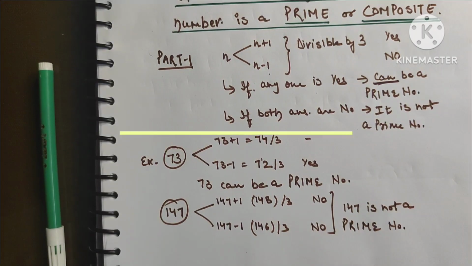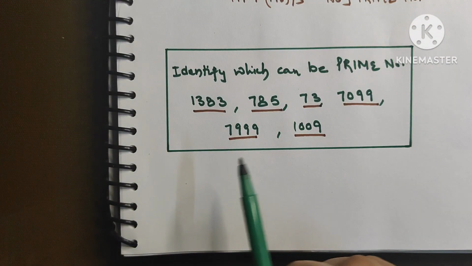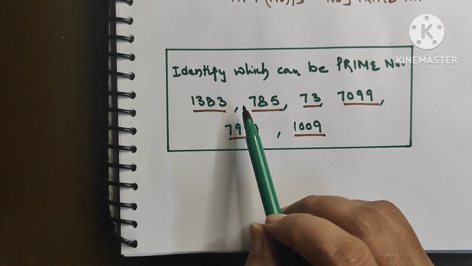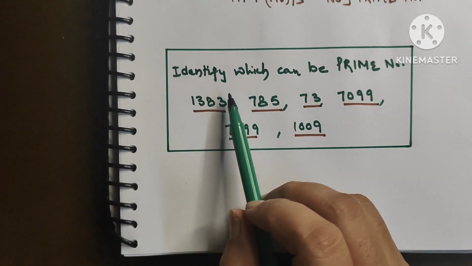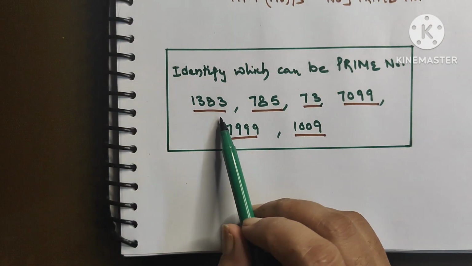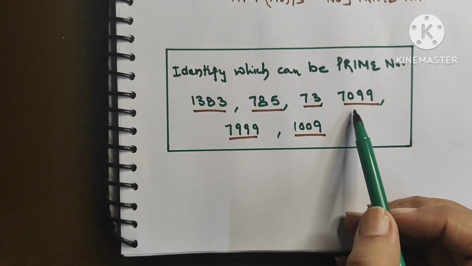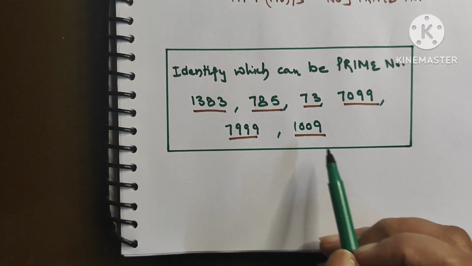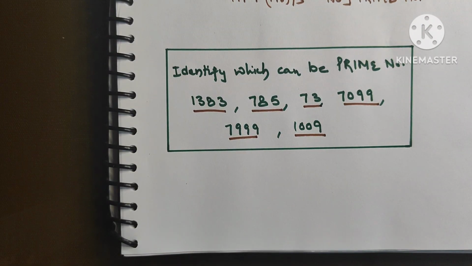Now I hope this first part is clear. There is one challenge for you. Pause the video right now and answer this question. Identify which can be a prime number: 1383, 785, 73, 7099, 7999, 1009. By using the method which we have discussed just now, write the answer in the comment box.